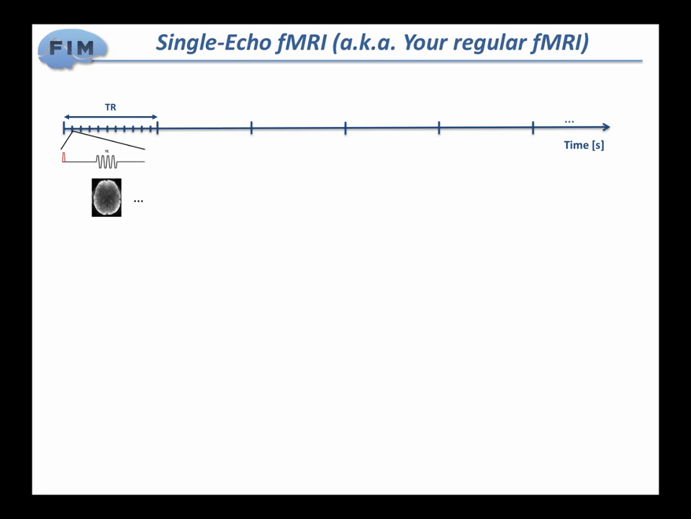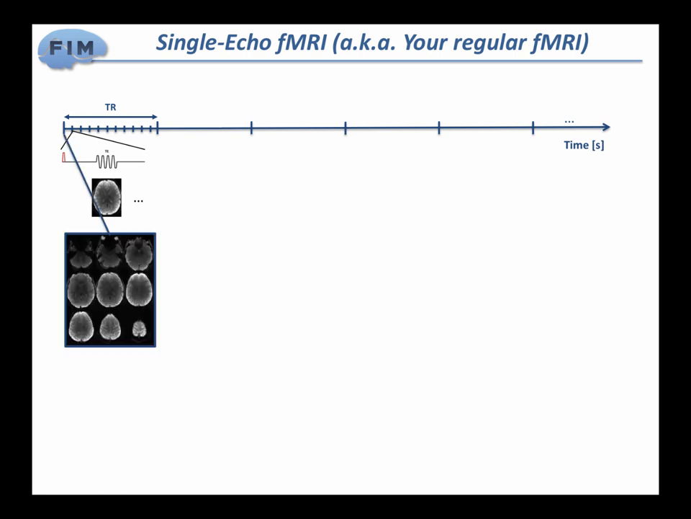So what is multi-echo fMRI? Let's start by thinking about what your regular single-echo fMRI is. In single-echo fMRI, during a given TR, we acquire data over time, and within a given TR, we acquire a volume of data, one slice at a time.